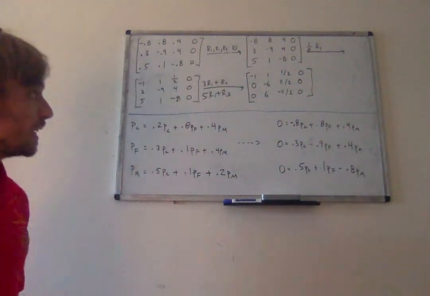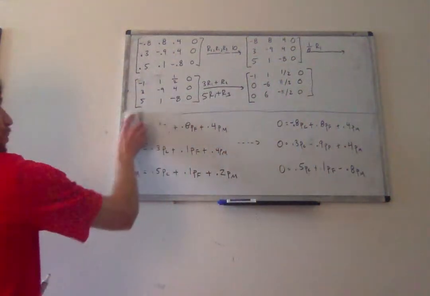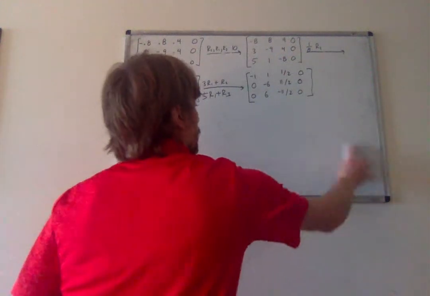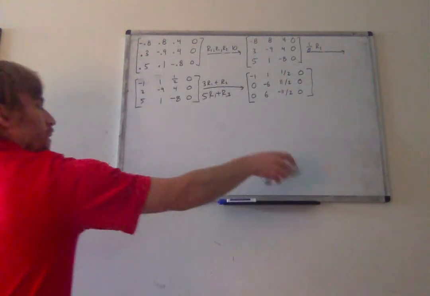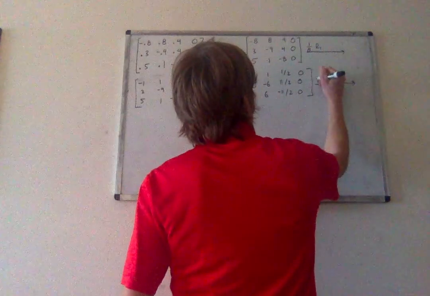And something very convenient happens when I do that. I get the following new row 2 and row 3 entries. So I'm just going to do this.